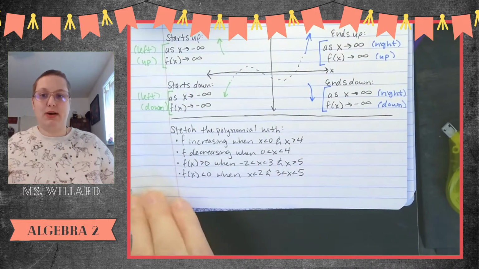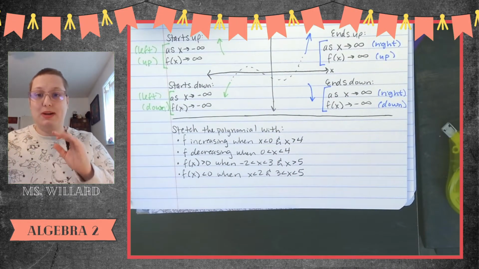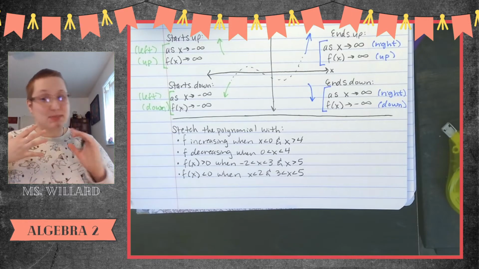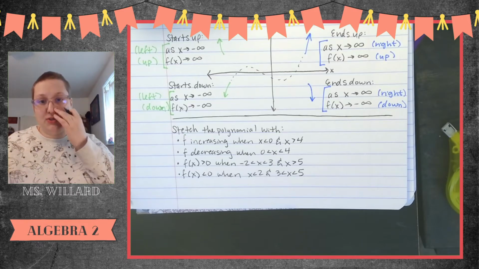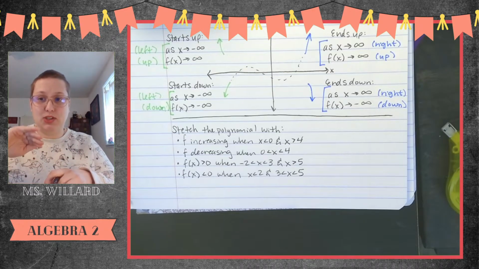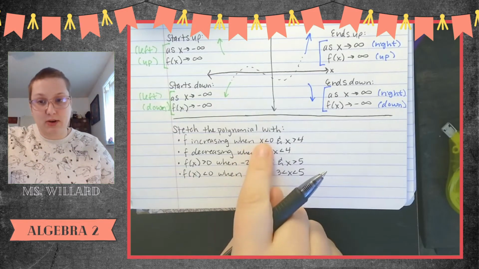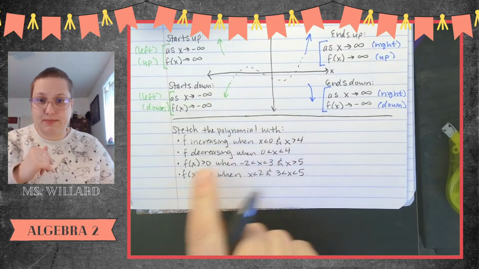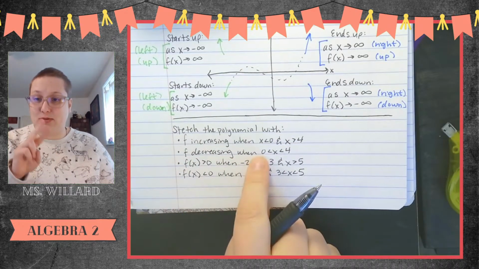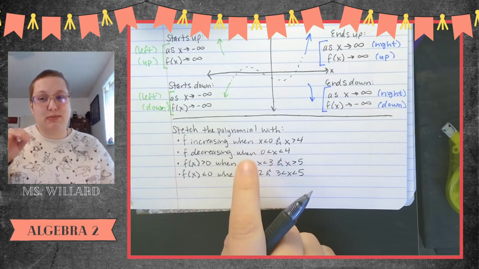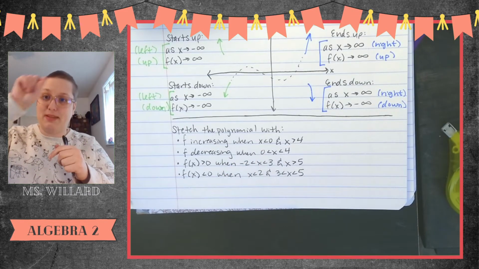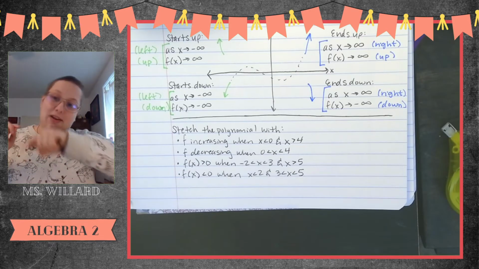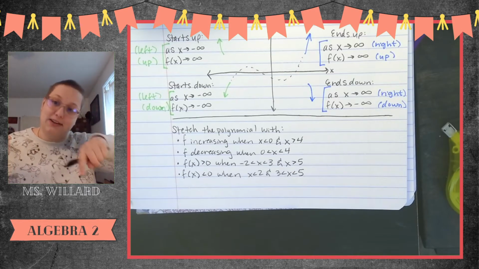Okay, so pause this so you can write it. We want to sketch this polynomial with these specific things in mind. We want the function to be increasing to the left of 0 and to the right of 4, and we want it to be decreasing between those 2 things. This should sound familiar as we did it before, but we only did it with quadratics, so it was either down and then up or up and then down. This is going to be down and then up and then down, or up and then down and then up.